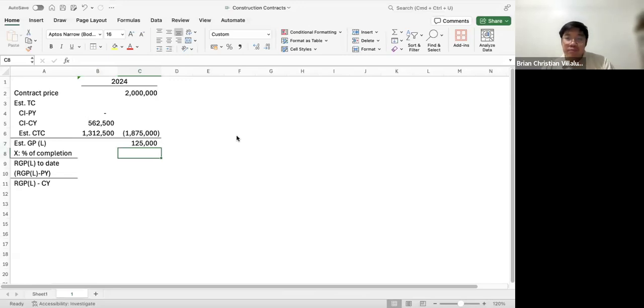Yang 125,000, yan na kasi yung ini-estimate nating kita sa proyektong yan pag natapos. Ang tanong, natapos na ba yung proyekto by the end of 2024? Di ba hindi pa? So hindi pa natin pwedeng i-recognize ng buo yan. Right? So ang gagawin natin, we will be spreading that amount over how many years? 5 years. Di ba? So paano natin gagawin yon?